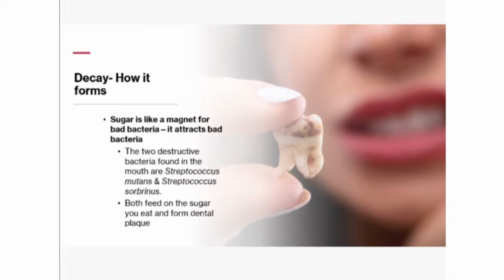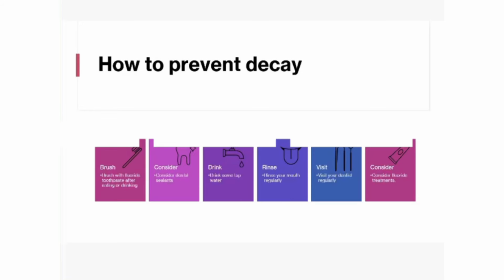Sugar tends to attract bad bacteria. The two destructive bacteria found in the mouth are Streptococcus mutans and Streptococcus sobrinus. Both feed on the sugars we eat and form dental plaque. The good news is there are a few ways to prevent decay.